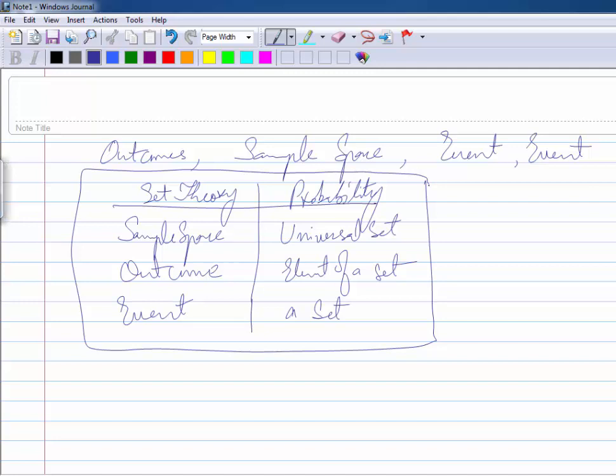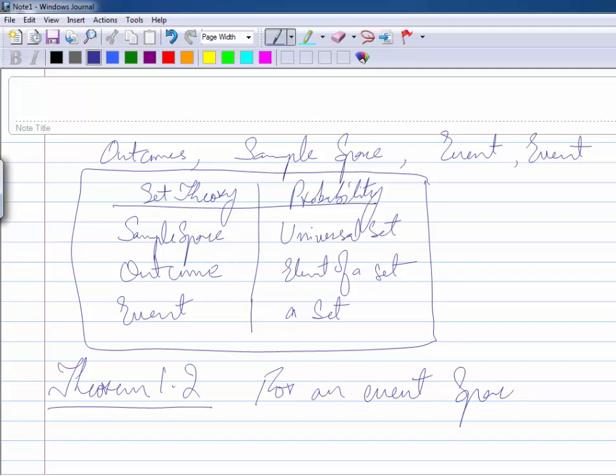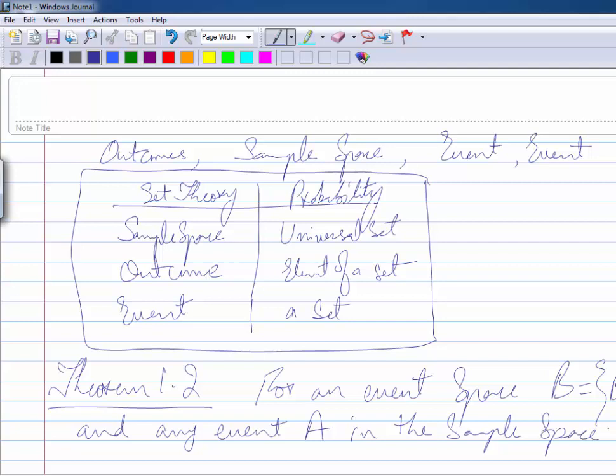Yeah. So this is the basic idea mathematically that we get from the set theory. After that we discuss event space, and with the help of an event space we use a theorem here. Theorem was 1.2, and theorem says that for an event space B, which is based on B1, B2 and so on, and any event A in the sample space, okay.